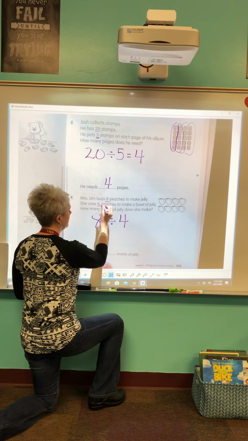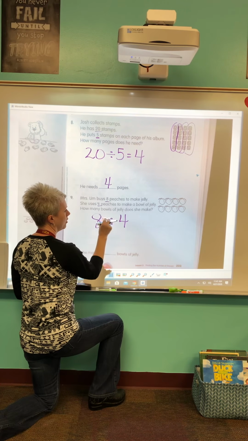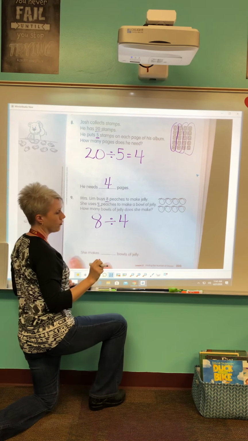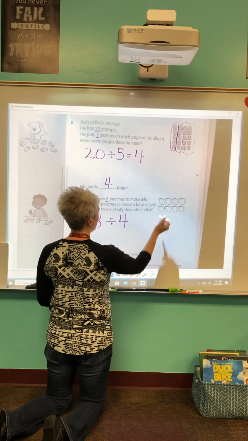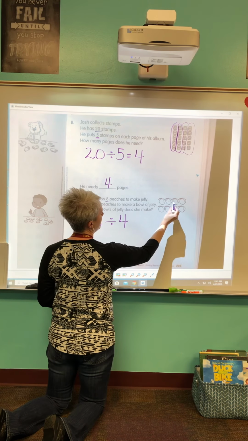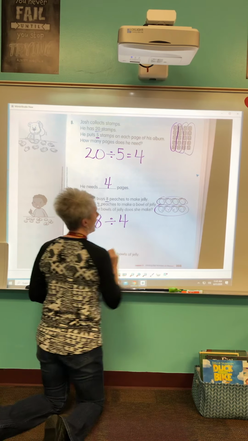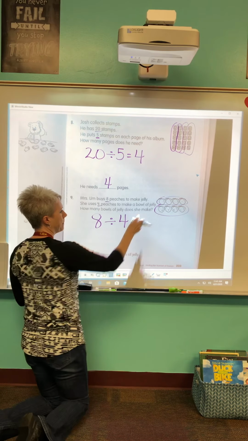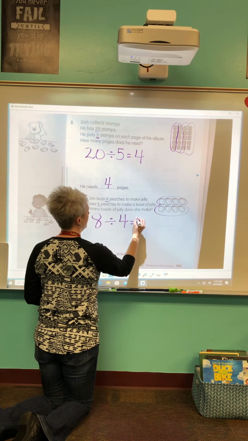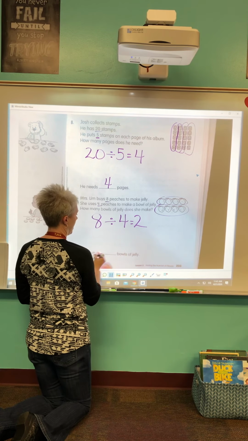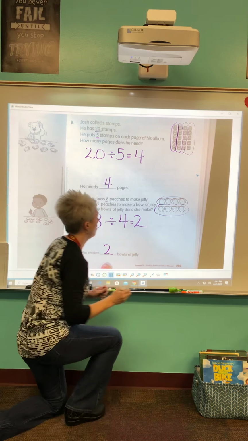So 8, and we're dividing by 4. We have 8 altogether. She uses 4 for one bowl. So we're going to put 4 in a group. There's one group. There's another group. How many groups do we have? 1, 2. She makes 2 bowls of jelly.